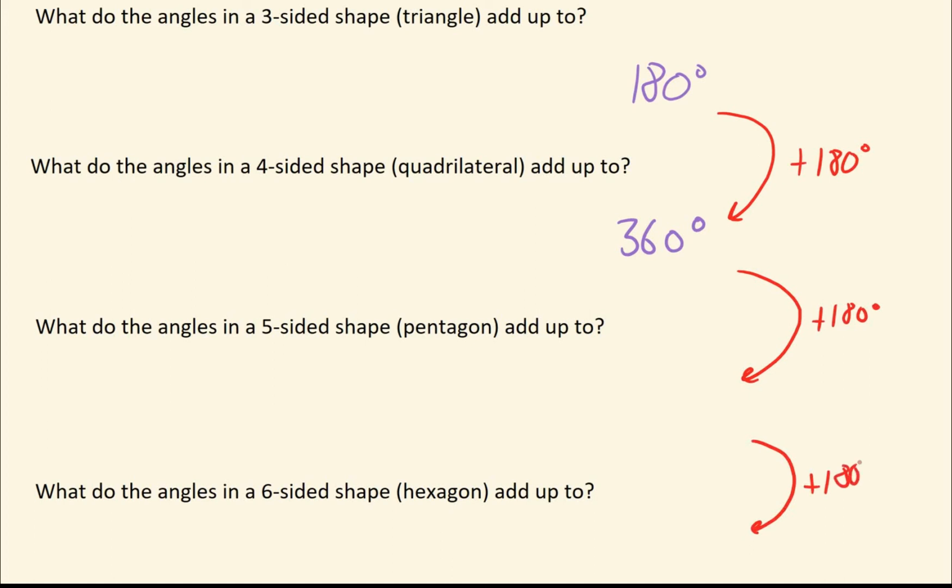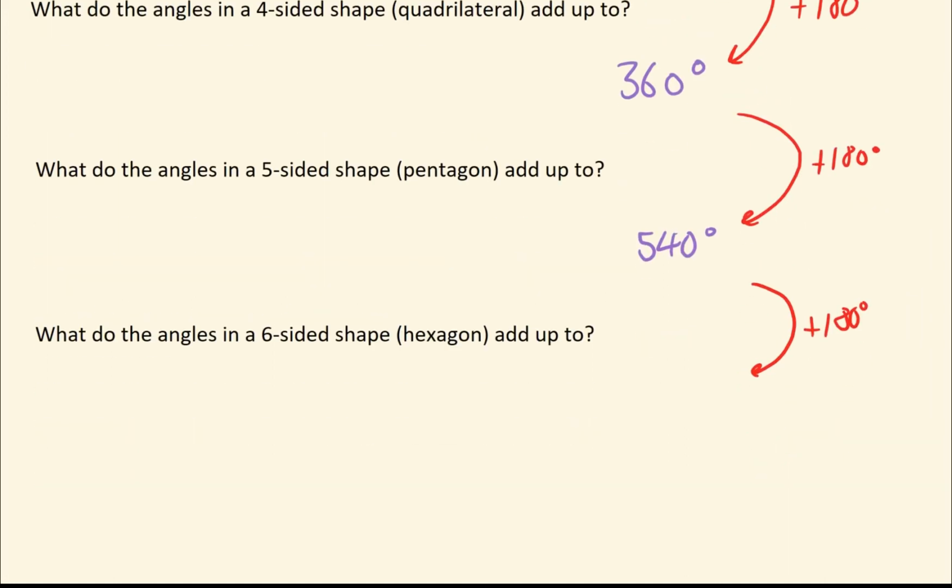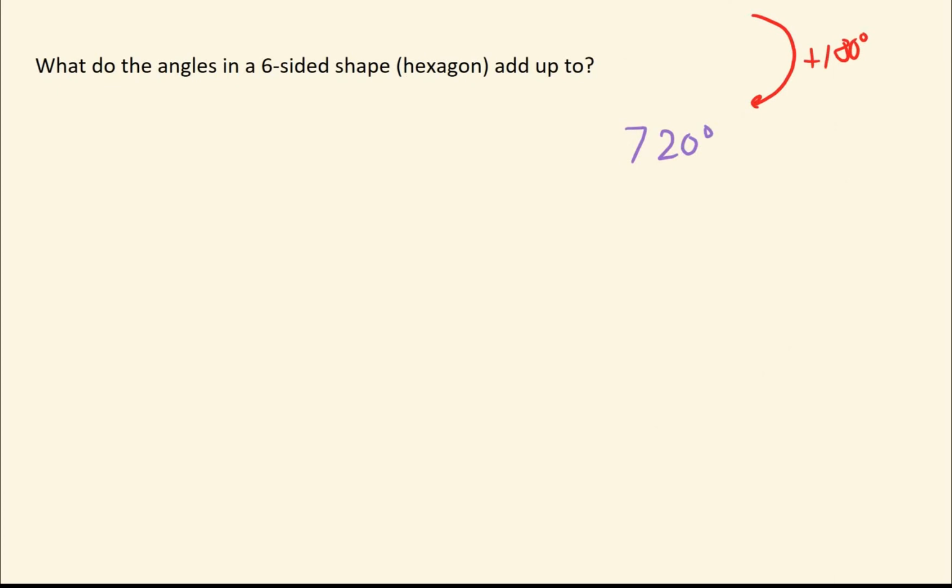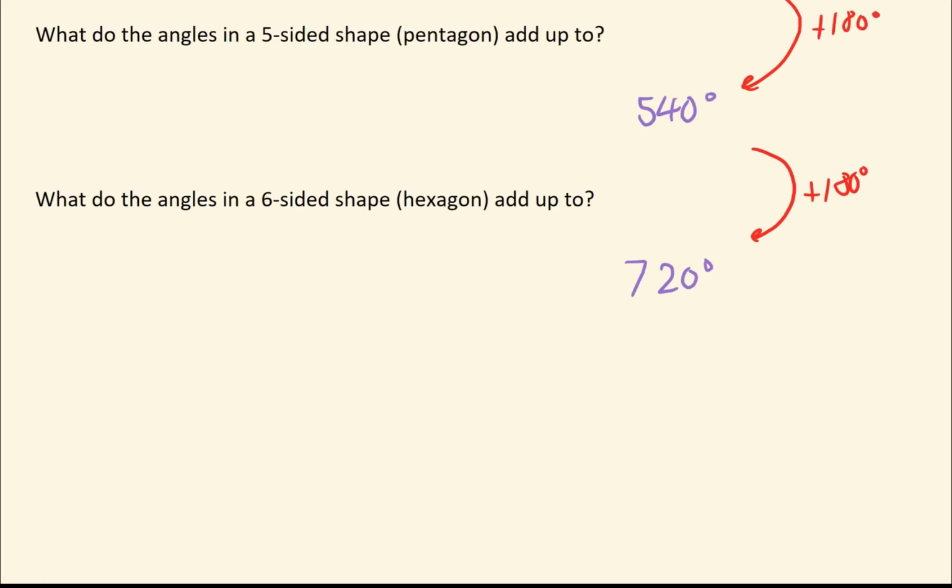So for a 5-sided shape, all the angles are going to add up to 360 plus 180, which comes out as 540 degrees. For a 6-sided shape, they would all add up to 540 plus 180, which gives you 720 degrees. And this pattern keeps on going. If you had a 7-sided shape, you then just add on another 180 degrees. That's going to be the main thing we're going to use in today's lesson.